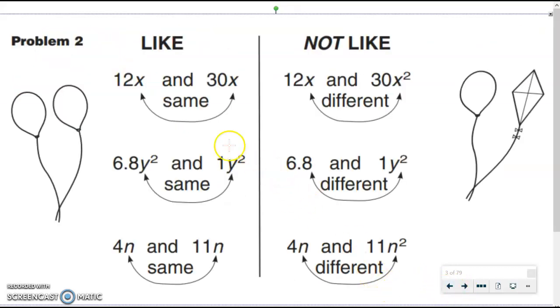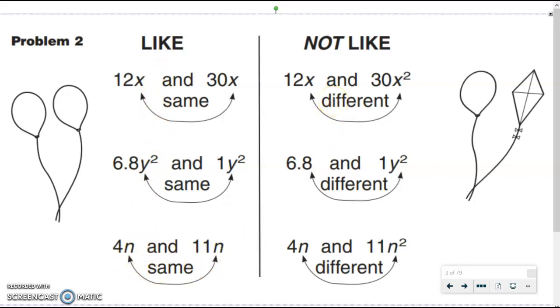Okay, so here on the left, you've got 12x, 30x. Notice how they both have x raised to the same exponent, which is no exponent there. 6.8y squared and 1y squared. They both have y squared. That's the same. 4n and 11n. They're both the same n. There's no n squared and n. They have to be the exact same. If they are, they're like terms.